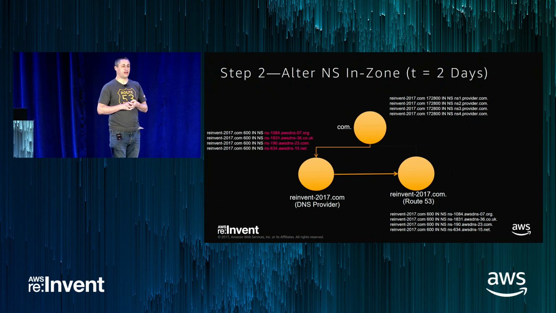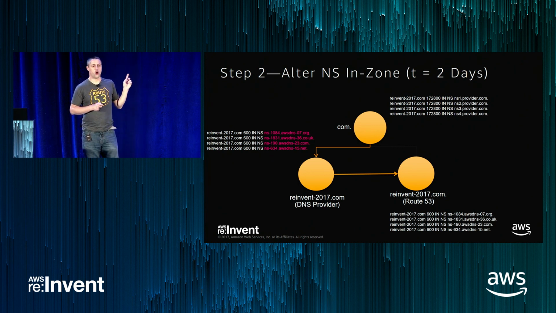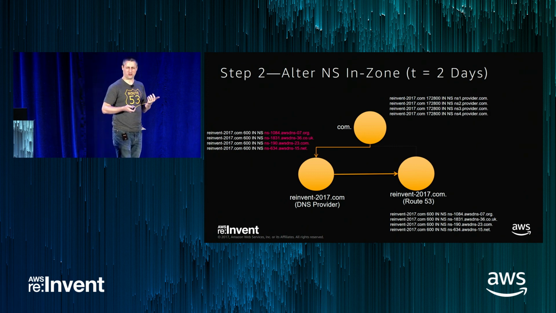And it will go, OK, I prefer those. Stick them in the cache. So now, for the next 10 minutes, all of its queries for this domain will now go to Route 53. This is occasionally called a sideways delegation.